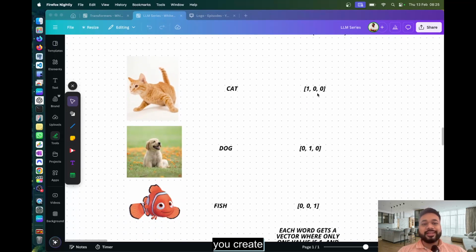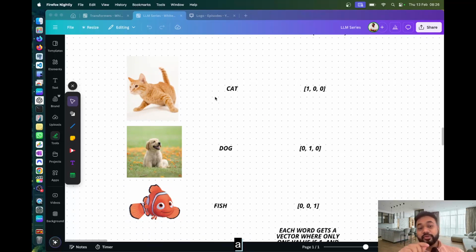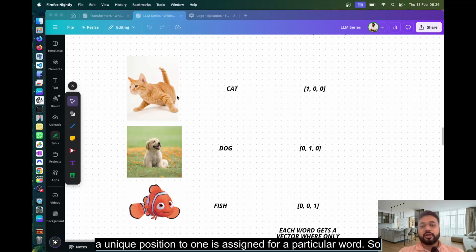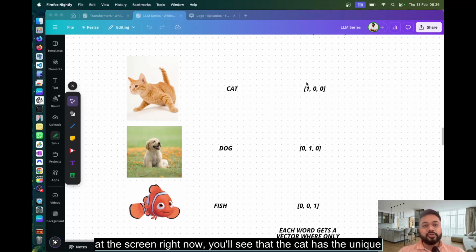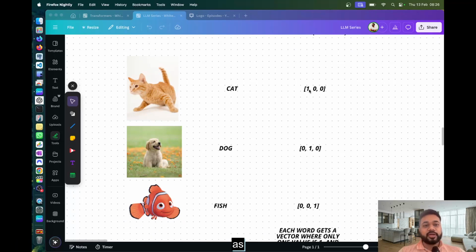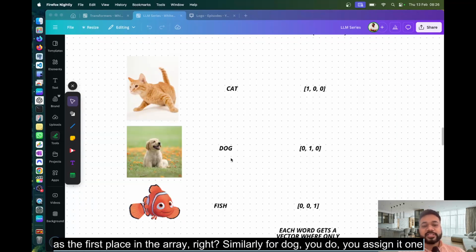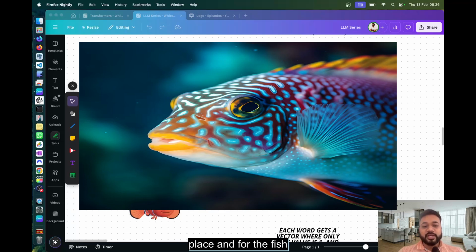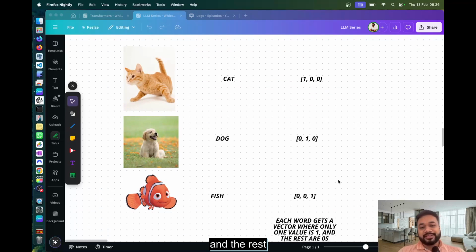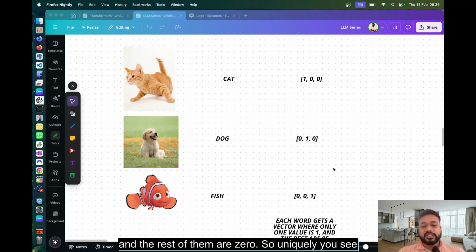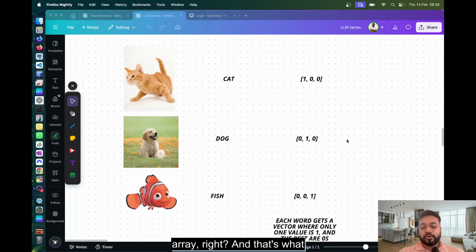So what you do is you create an array which will contain zeros and ones, and a unique position of one is assigned for a particular word. So for example, if you look at the screen right now, you'll see that the cat has the unique position of 1 as the first number, as the first place in the array, right? Similarly for dog, you assign it 1 at the second place, and for the fish at the third place. So each vector gets represented with its own value of 1, and the rest of them are 0. So uniquely you see that each word has been represented by a unique array, right? And that's what one hot encoding is.